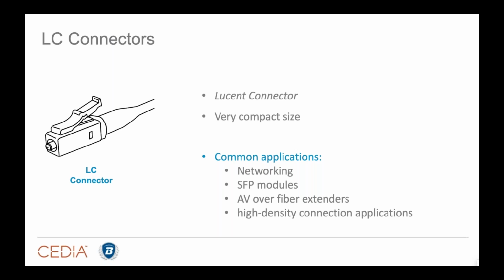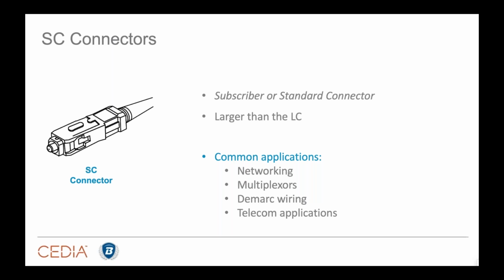Now, if you're wiring a DMARC, or maybe you're working on a telecom application, you may see a bigger style, an SC style connector. This one is a little bit larger, costs a little bit less because you're not dealing with a patent. SC stands for subscriber connector. Some people call it the standard size connector. This is where we're going into couplers, multiplexers. That DMARC box will often have this, and some older networking equipment as well.